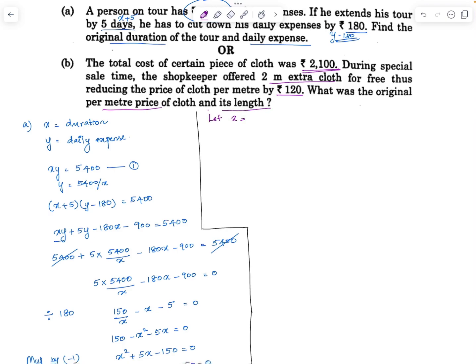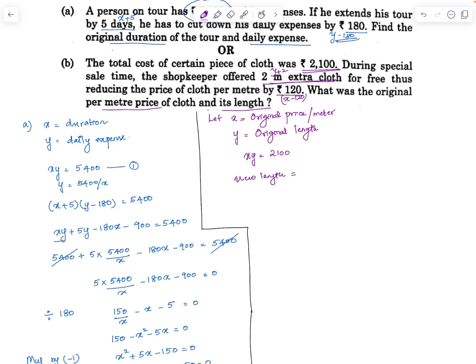Let's assume x as the original price per meter and y as the original length. To get the total cost, we have to multiply x and y. That is, xy is rupees 2,100 according to the question. During the festival season, the shopkeeper is trying to give some offer to the customers. That is, he has increased the length by 2 meters, that is y plus 2, and reduced the price per meter by 120, that is x minus 120. The product of these two is again 2,100 only.